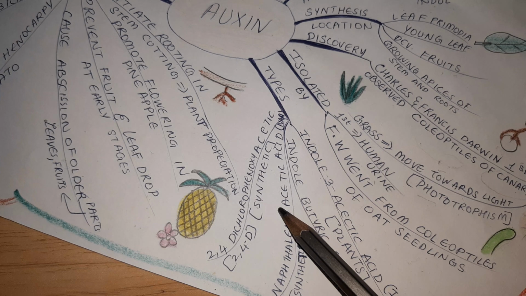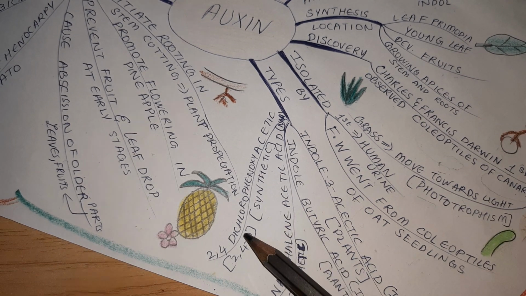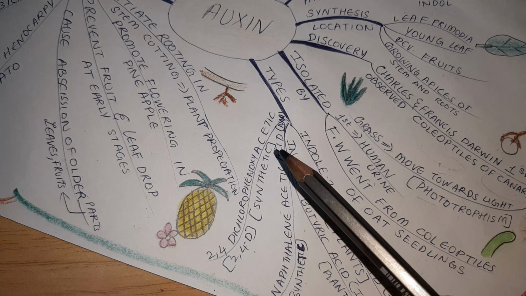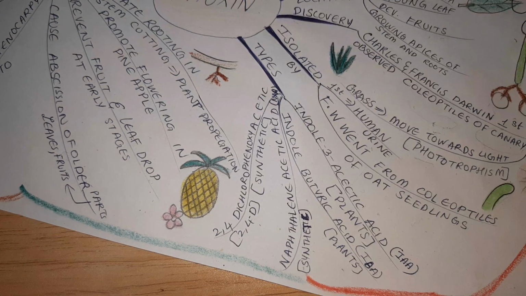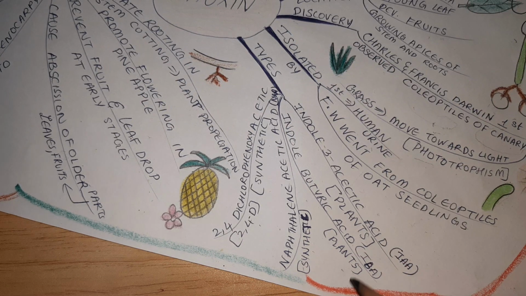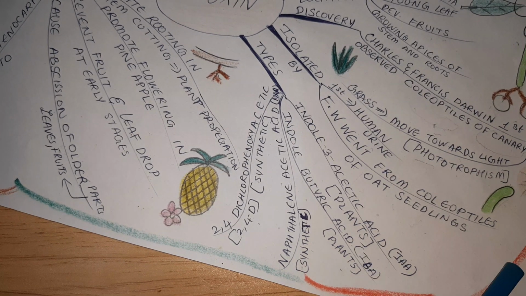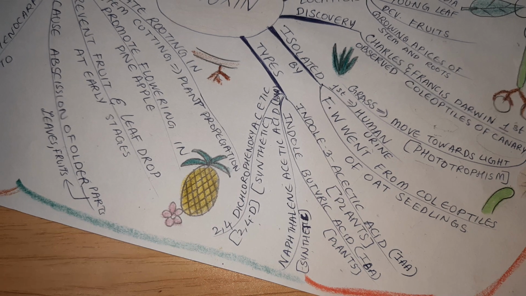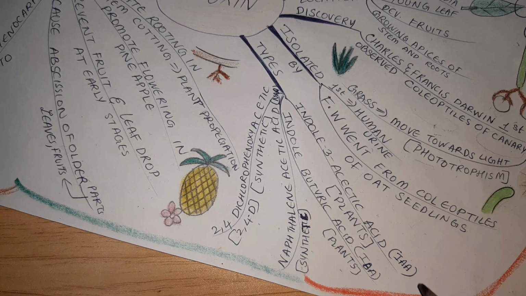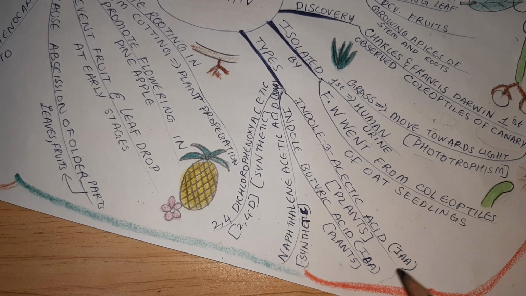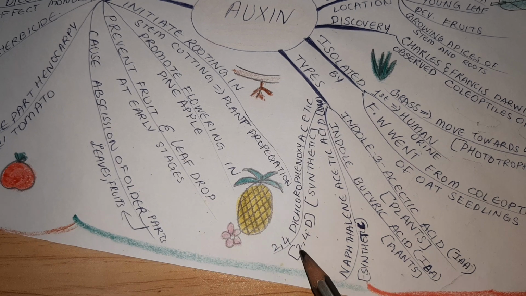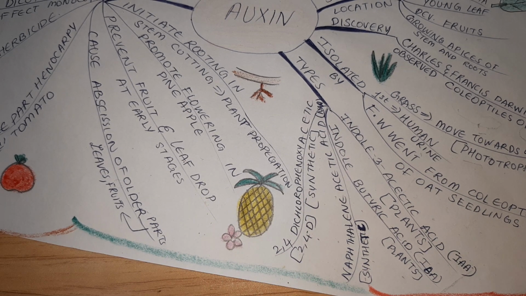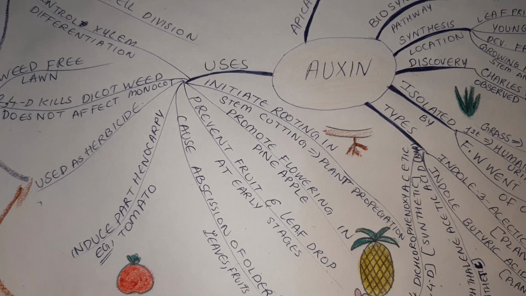And another one, 2,4-D, 2,4-dichlorophenoxyacetic acid, is also synthetic. So we have got two examples of natural auxins. IAA and IBA are natural, they are present in plants, while NAA and 2,4-D are synthetic, they are created in the laboratory. While talking about the uses of auxins, auxins have a variety of uses.